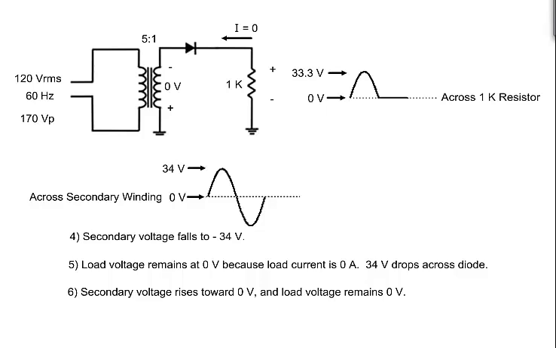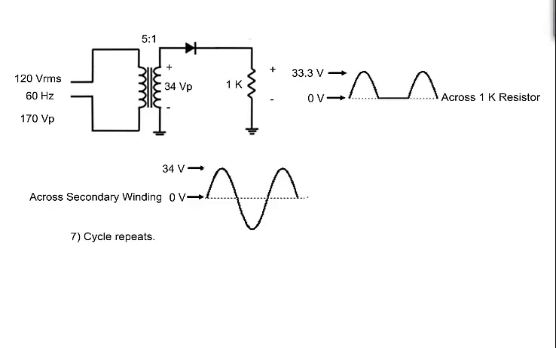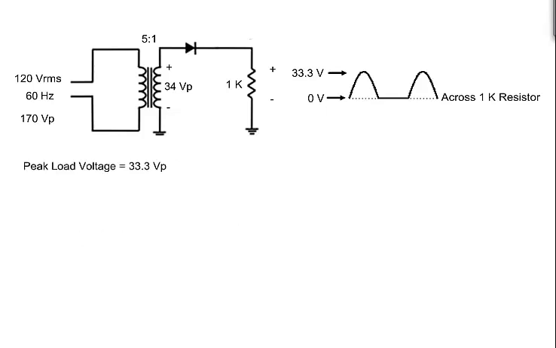Finally, the secondary voltage will return to 0, and the load voltage remains 0 because no load current flows through this half of the cycle. Then the cycle repeats, producing a pulse DC voltage with a peak amplitude of 33.3 volts.